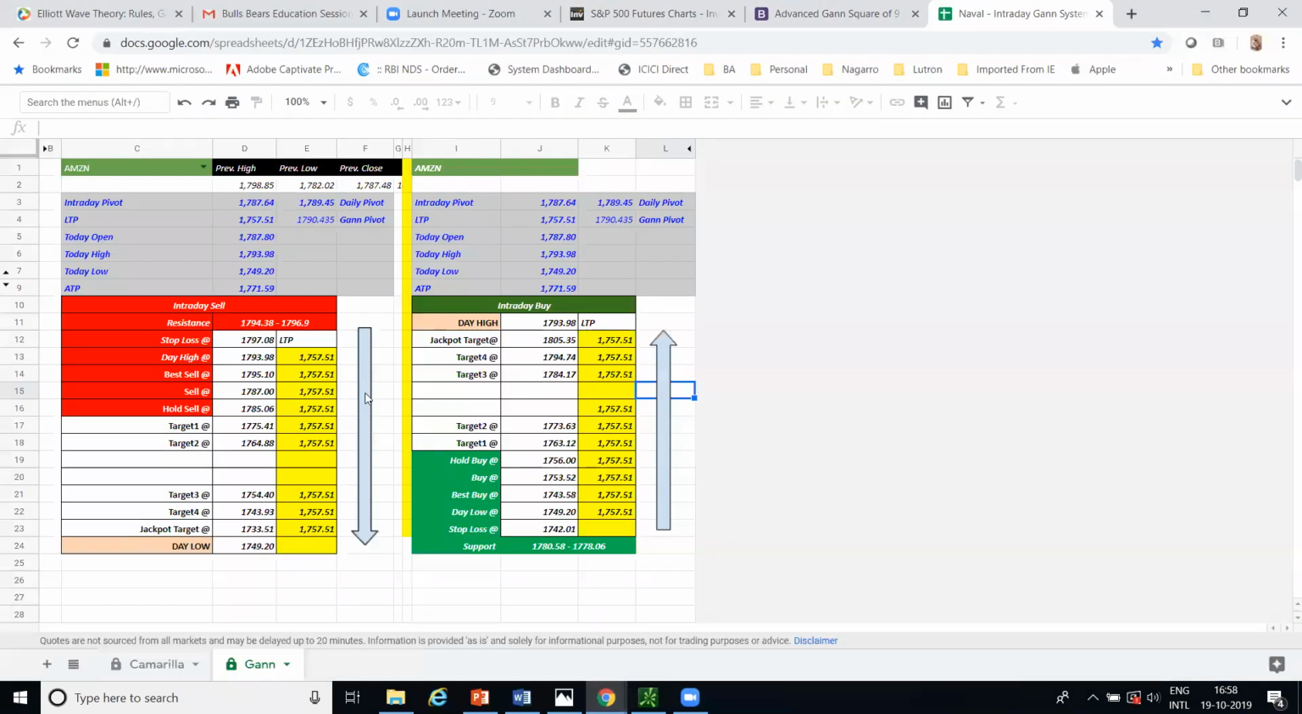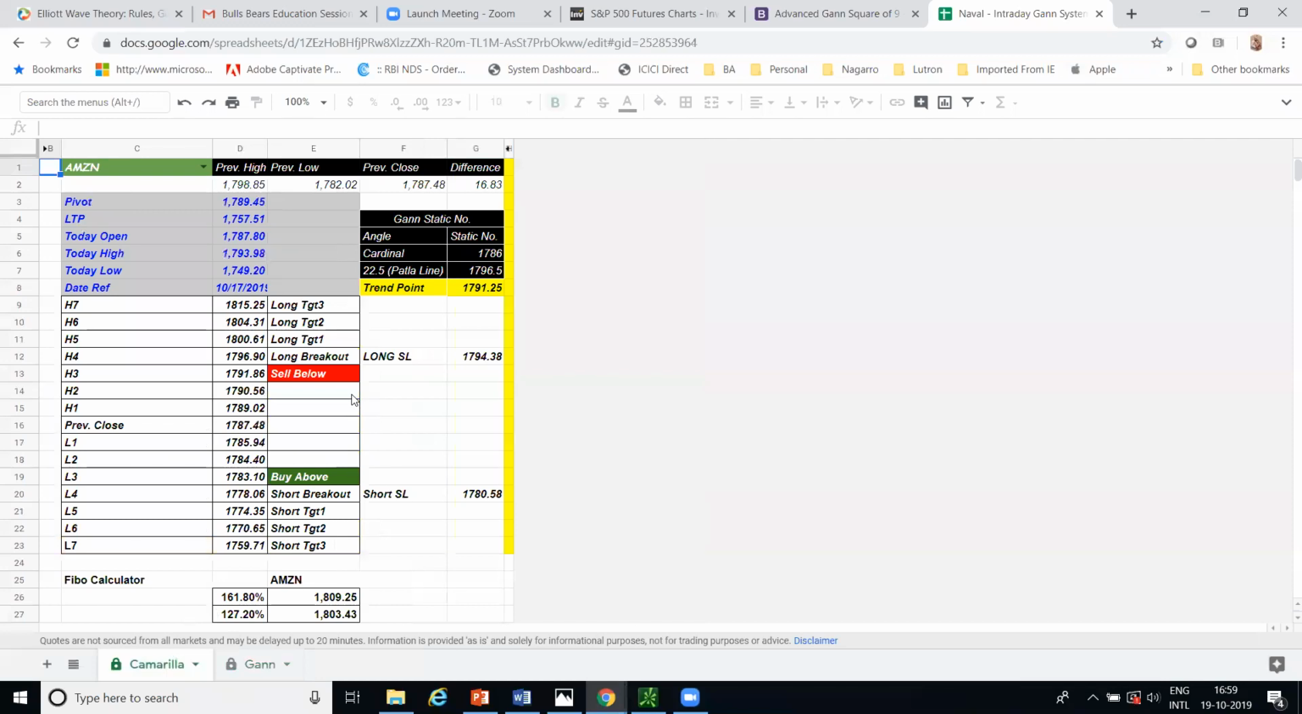This is the sheet you must have seen most of the times when I post. In this sheet, there are two calculations. I actually prepared this sheet, but I'm not able to share it because some idiot has locked it and I do not have credentials to change it. But I can tell you how to make this sheet. This sheet is made on two principles, Camarilla and Gann.